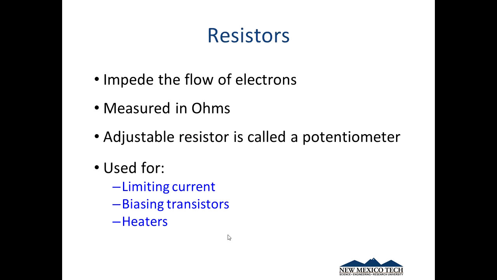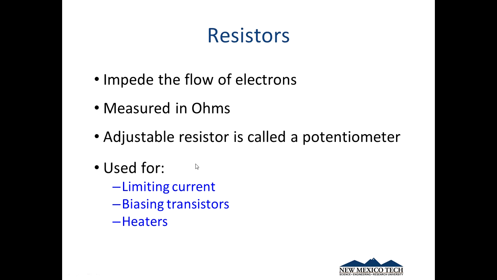So you may wonder why we would care about resistors. We go to all this trouble to convert mechanical energy or thermal energy or sunlight or whatever into electrical energy, and then the very next thing we do is put a bunch of resistors in there to slow it down and convert it back to heat. There's a lot of reasons why we would do this. I put up here limiting current, biasing transistors. Sometimes we use resistive heating. That's always a good thing.